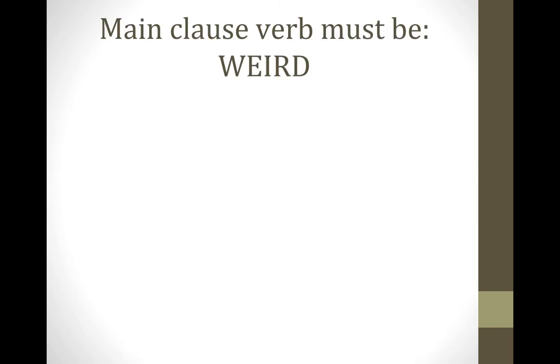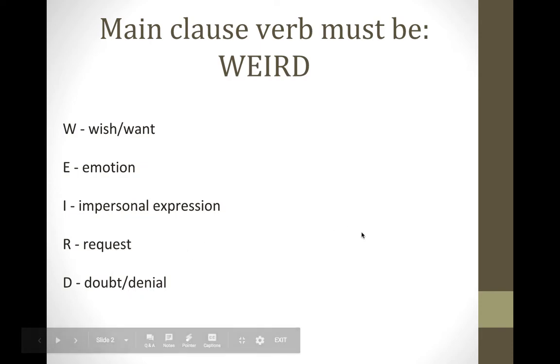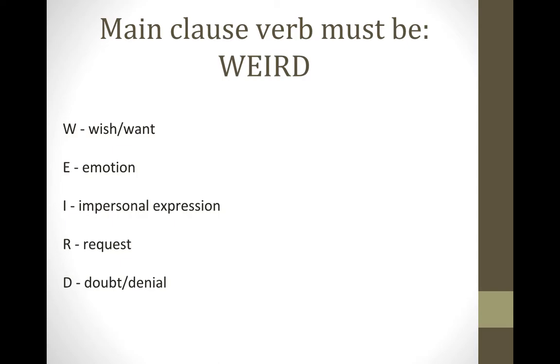Okay? First thing we're going to learn is that the main clause verb must be WEIRD. Okay? WEIRD is an acronym. It means that the main clause verb, or that first verb you see in the sentence before the "that," must be a verb of wish or want, emotion, personal expression, request, doubt, or denial. So you guys already learned this. Then there must be a "that" to connect it to the subordinate clause.